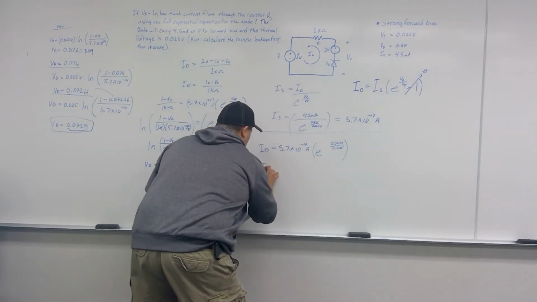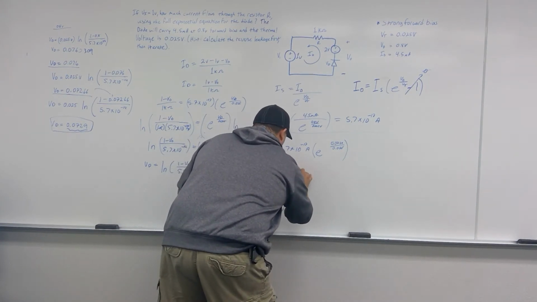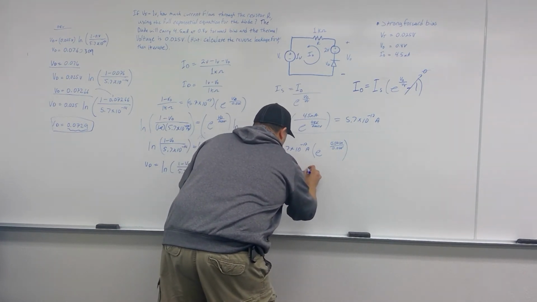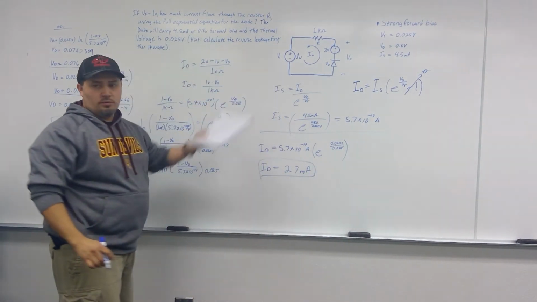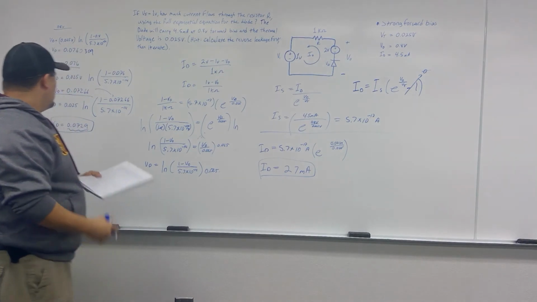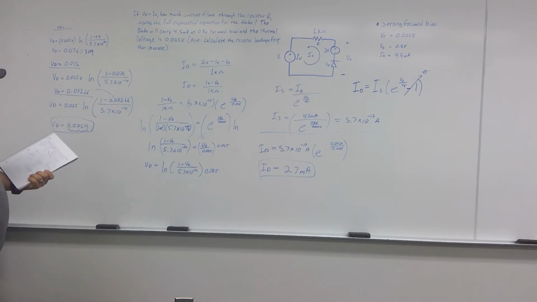And we get an answer of our ID through the resistor to be approximately 27 milliamps. And that's the current that will be going through our resistor 1. And our VDD that we found was solved by iteration. And that's it.